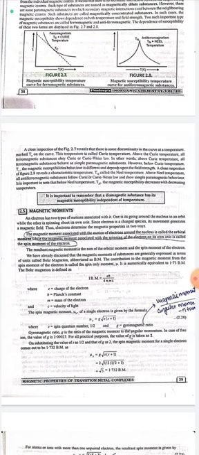The Bohr magneton is defined as: 1 Bohr magneton is equal to eh upon 4 pi mc, where e is equal to the charge of the electron, h is equal to Planck's constant, m is equal to the mass of the electron, c is equal to the velocity of light.